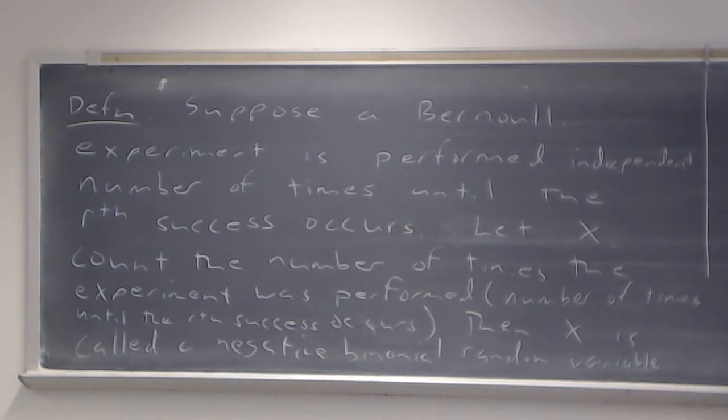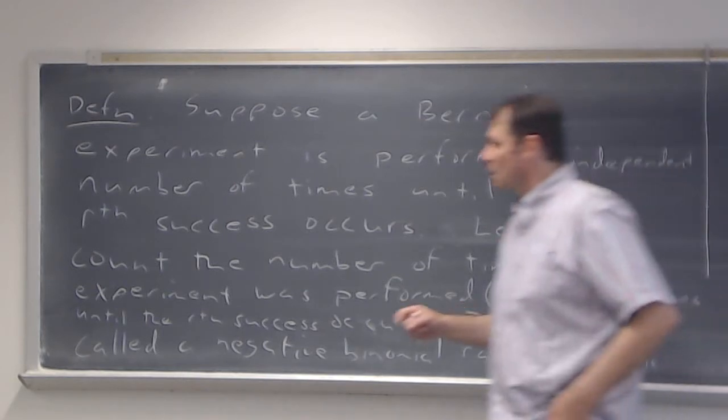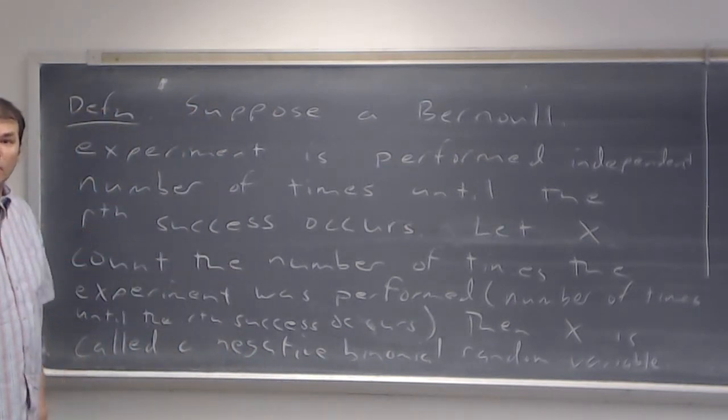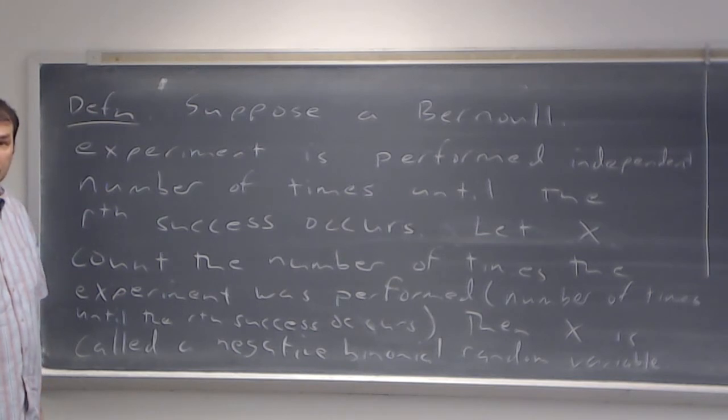So a negative binomial random variable is much like a geometric random variable, except for geometric, we keep performing the experiment until the first success, but here we perform the experiment until we have the rth success, where r is some fixed number.